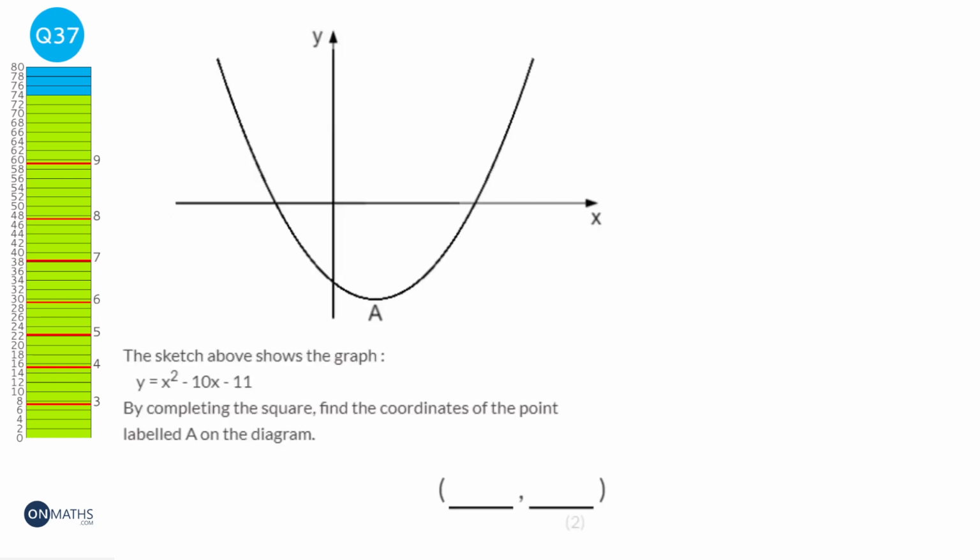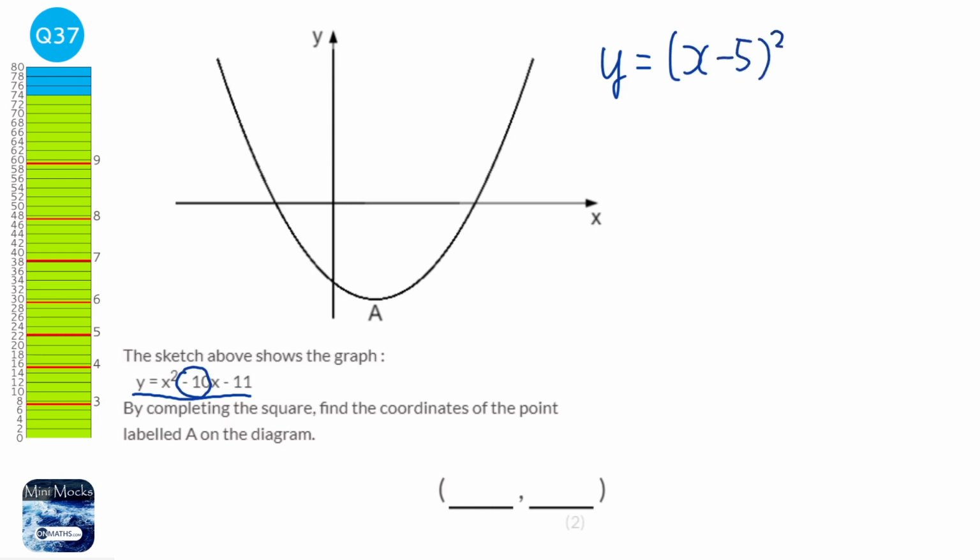So we're going to start by completing the square, which it's asked us to do. And so to complete the square, what we do is we put a set of brackets down, and we put x minus half of the coefficient of the x, so minus 5, and square it. And if you were to expand that, you'd get x squared, brilliant, minus 10x, fantastic, plus 25, so we need to remove that 25. And then we've got the minus 11 there, just that was on the end there.